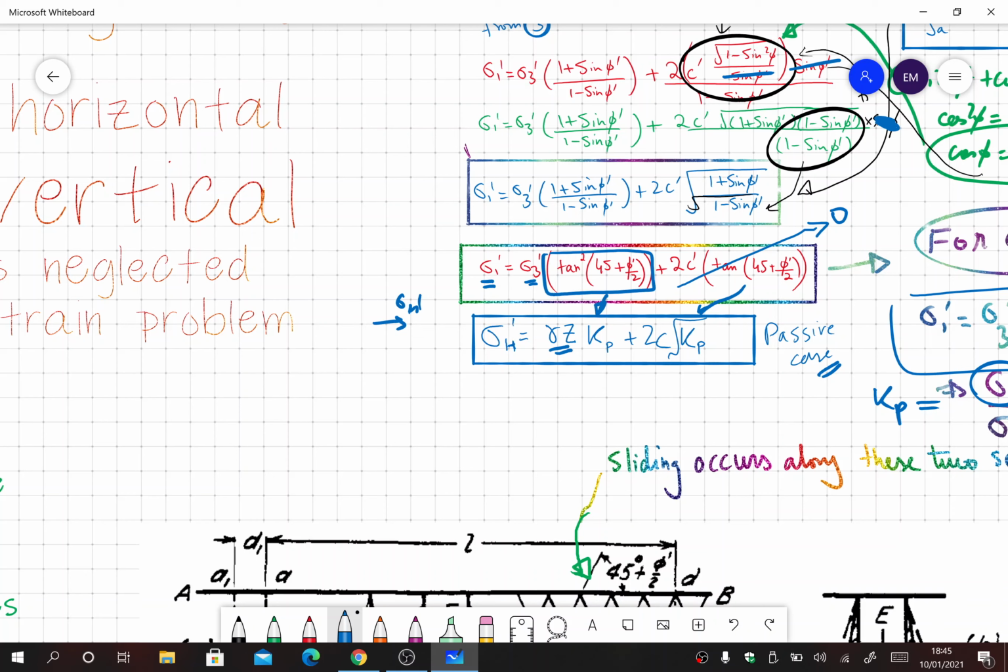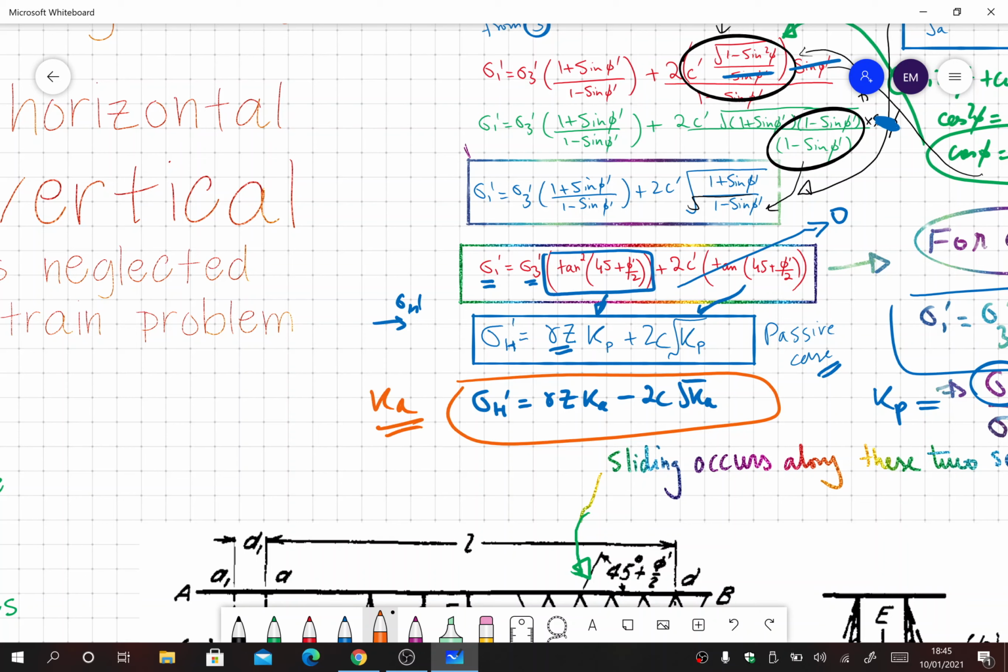So for a passive case, for a c-phi soil, we have to use this equation. And for an active case, our equation will naturally become, you can derive that, sigma h dash is equal to gamma z Ka minus 2c under root Ka. So it's your assignment to derive how, for an active earth pressure case, horizontal stress is equal to gamma z Ka minus 2c under root Ka.